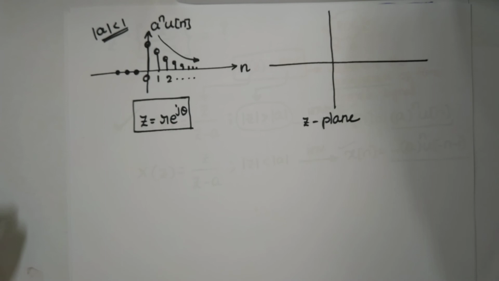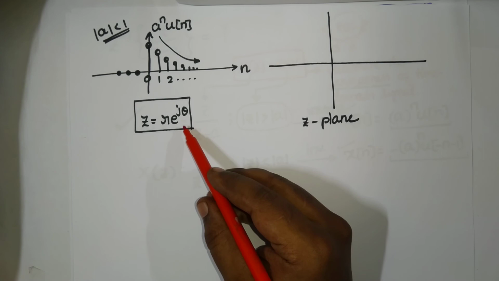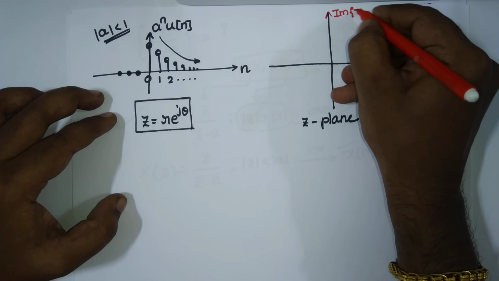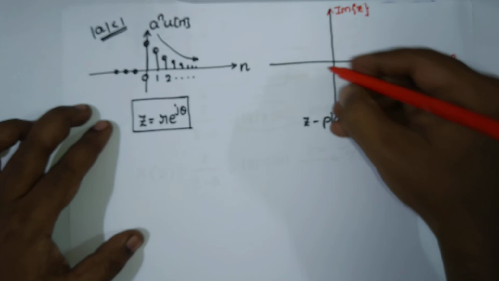Of course, we have a detailed lecture on why we use the Z transform. There you will understand everything, don't worry. So this is my real z, and this is my imaginary z, because z itself is complex. Now I have a circle.